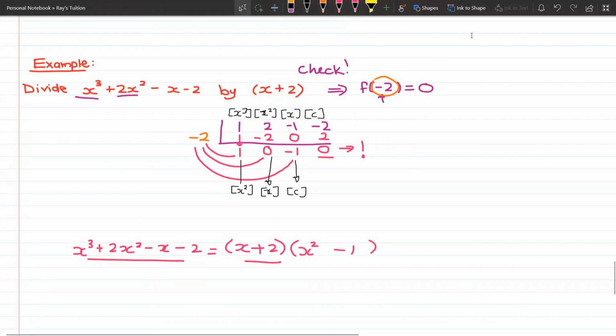Please make sure that you've understood these steps. They're quite important. If you need to, please watch the video again. And please watch the other videos for more information on how to factorize a third degree equation or a cubic equation.